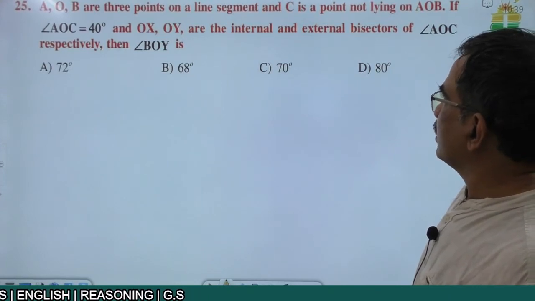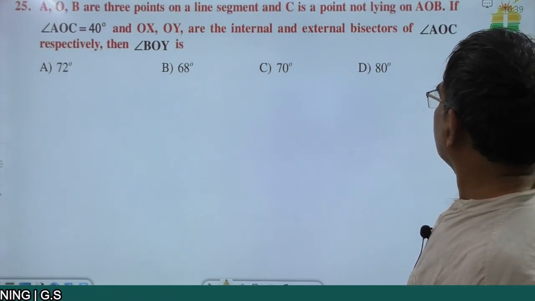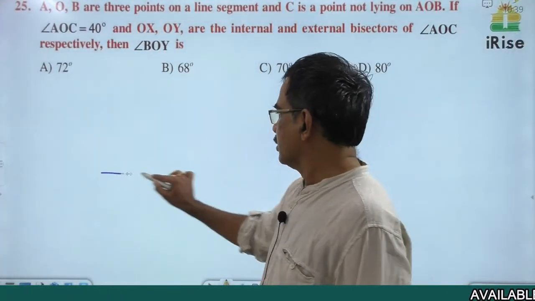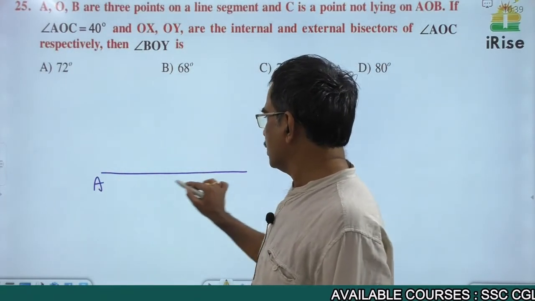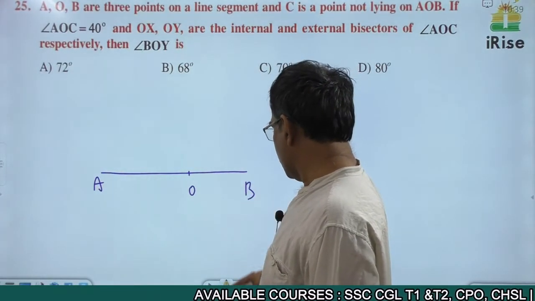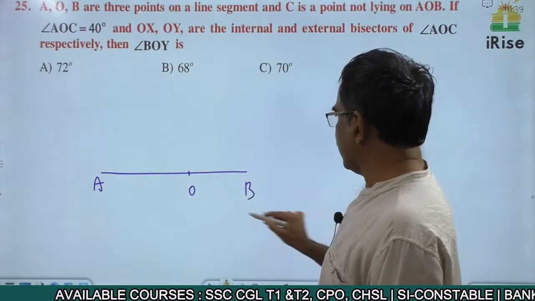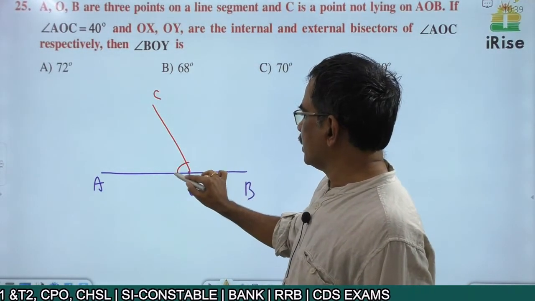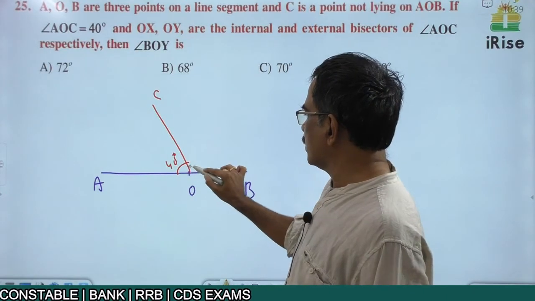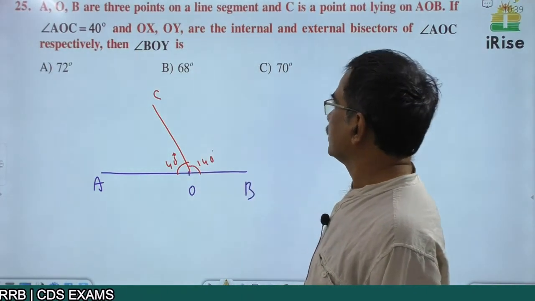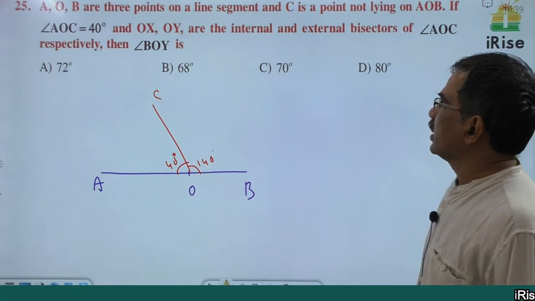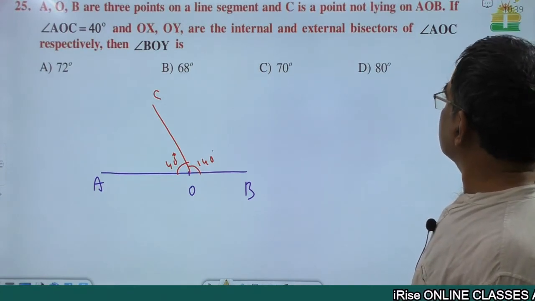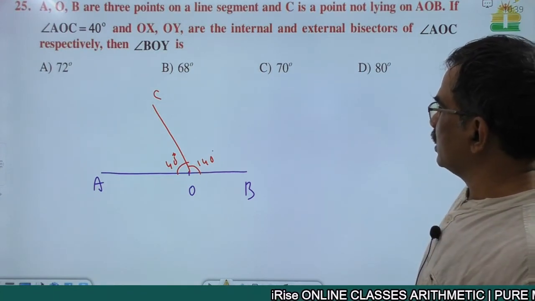A, O, B are three points in a line segment and C is a point not lying on AOB. Angle AOC is 40 degrees. This angle is 40. Therefore, what is this angle? 140. OX and OY are internal and external bisectors of AOC respectively.